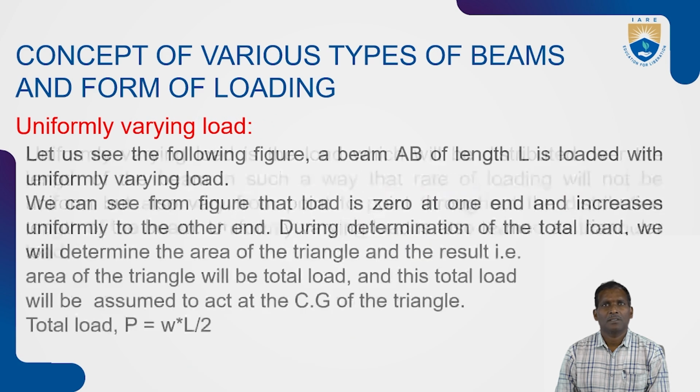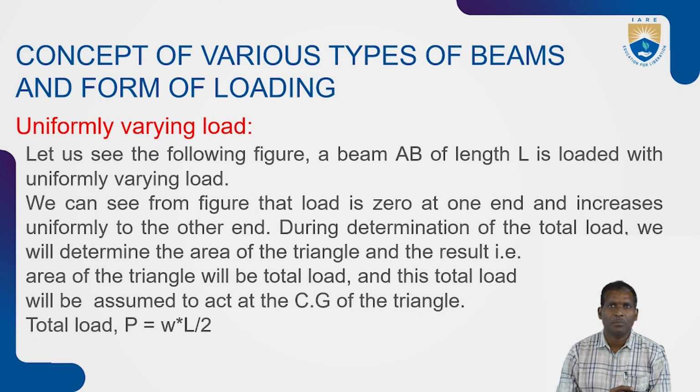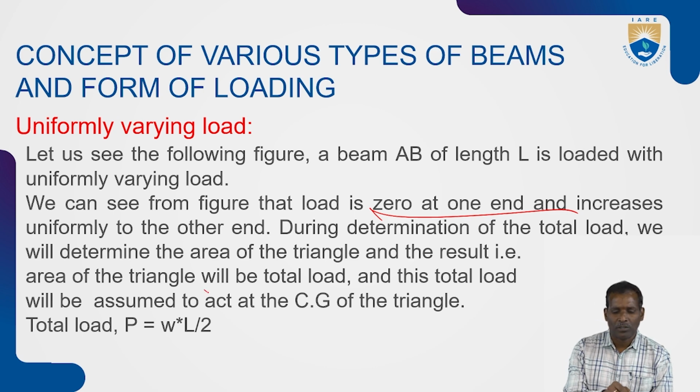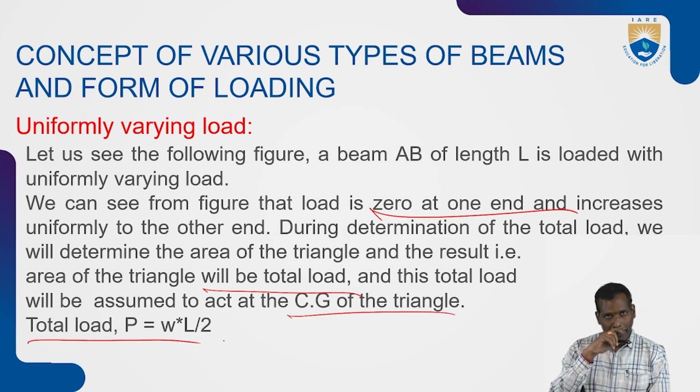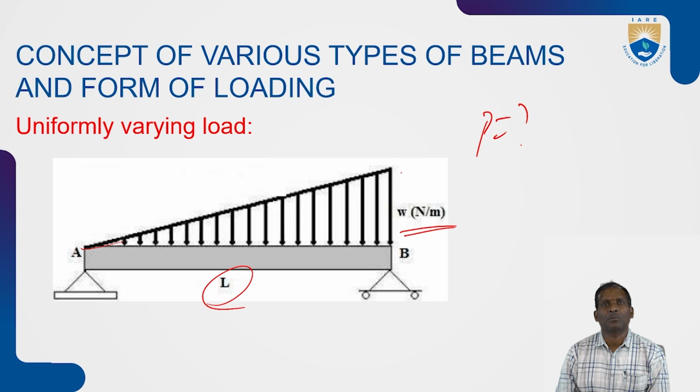But in this case, the beam AB of length L is loaded with uniformly varying load. We can see from the figure the load is 0 at one end and increases uniformly to the other end. During determination of the total load, we will determine the area of the triangle, and the result, that is the area of the triangle, will be the total load. This total load is assumed to act at the center of gravity of the triangle, that is P is equal to W into L by 2.